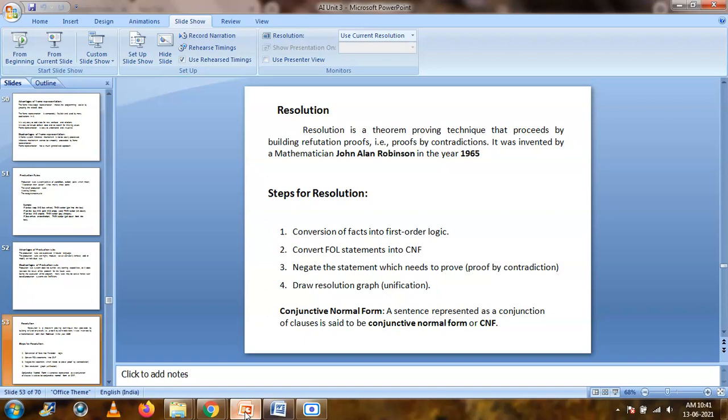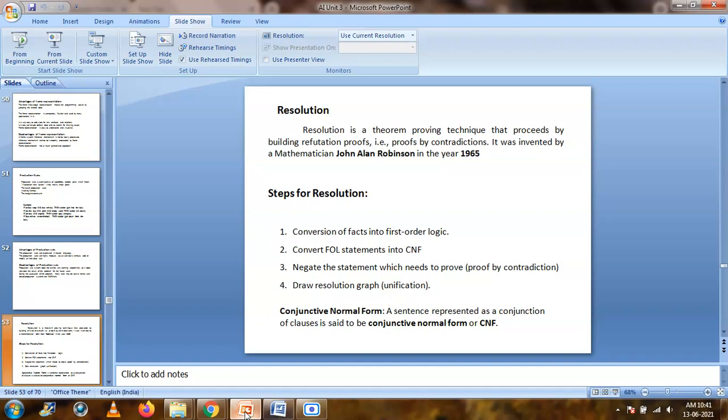Conversion of facts into first order logic. Then convert the first order logic statements into CNF. Then negate the statement which needs to be proved, proof by contradiction. Then draw the resolution graph, unification.